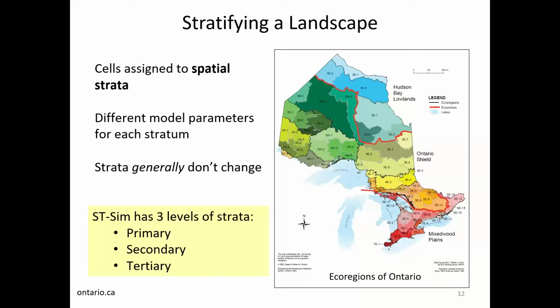So this is a feature we use a lot. And the advantage of doing this is we can identify spatial strata in our landscape, and then we can develop alternative parameterizations, in fact, alternative pathway diagrams, complete alternative models for each one of those strata. So it's a way to vary the model structure and parameters spatially rather than having to think about it on a cell-by-cell basis. And in STSim, we have 3 levels of strata that can interact: primary, secondary, and tertiary, we call them.